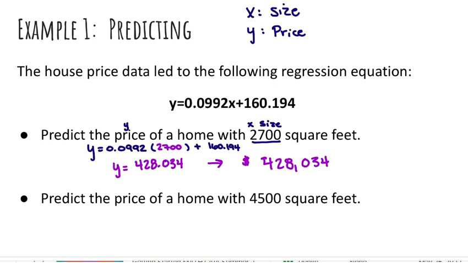Again, the x was the size of the house, the y was the cost of the house. We're substituting in the 2,700 and solving. We're going to do the same thing in this next one: predict the price of the home with 4,500 square feet. We start off with our regression equation, and instead of x, put parentheses, and inside those parentheses we fill in 4,500, and then we go to DESMOS.